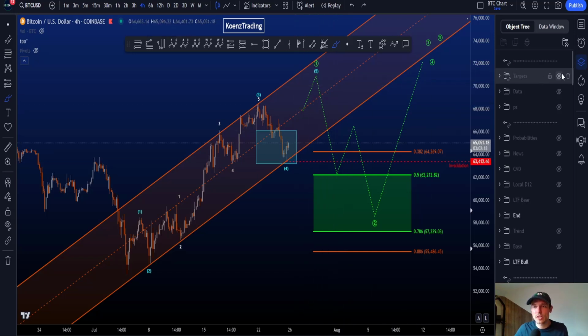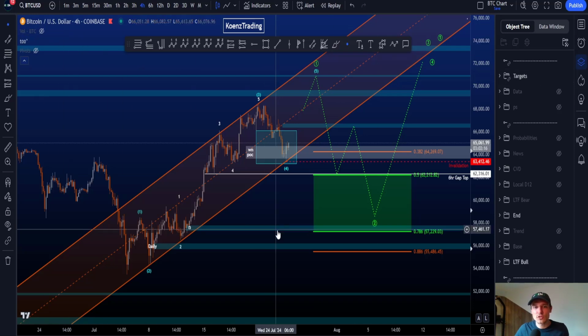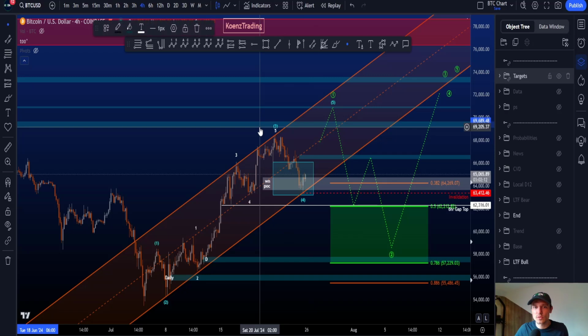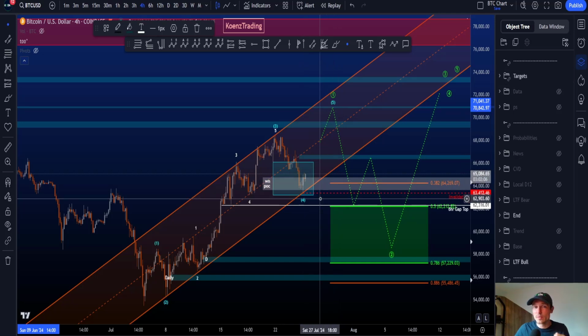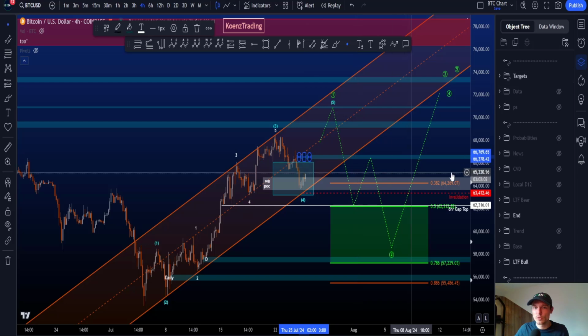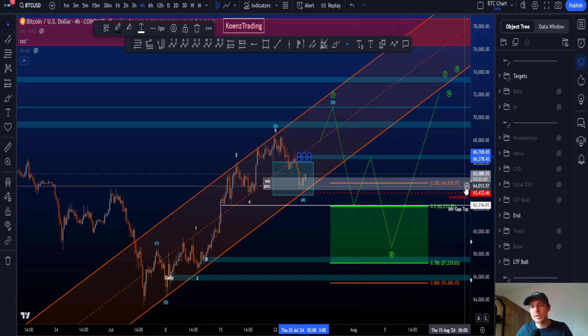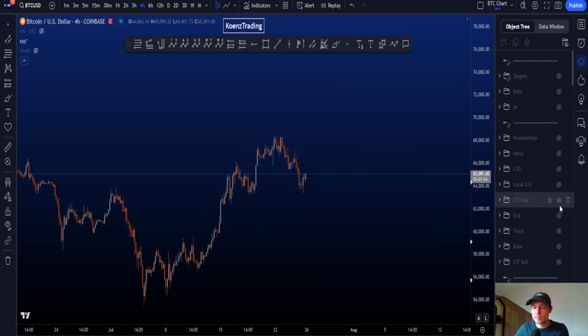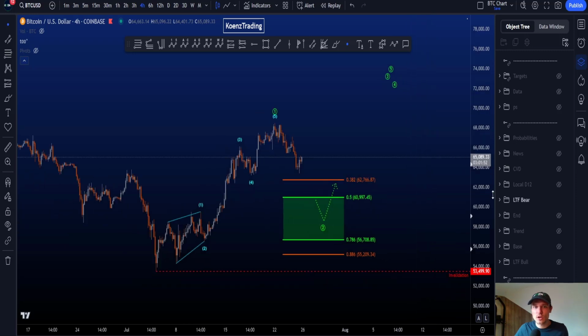Now, to the upside, there are 2 main areas of resistance for this potential 5. First of all, the blue box, 69.1 to 69.7, and then that 70.9k area. The first area of resistance, though, en route towards the upside would be this blue box here between 66.3k and 66.8k.